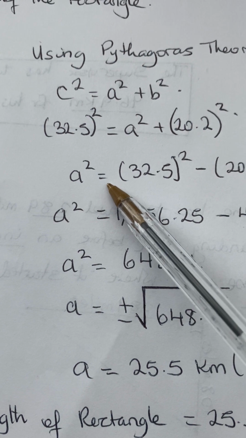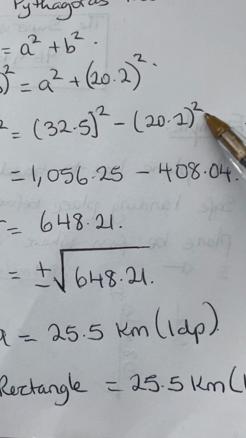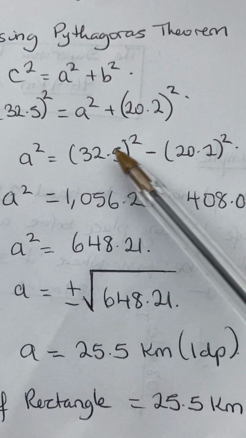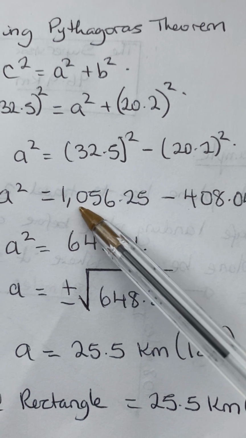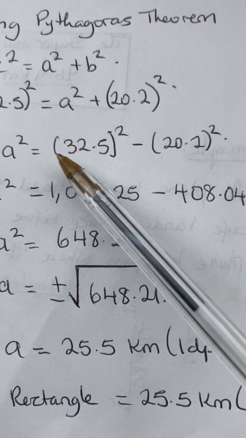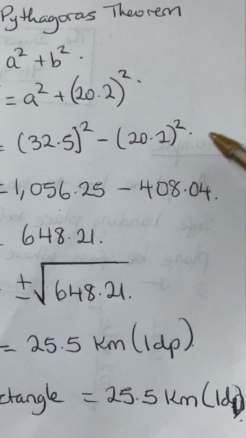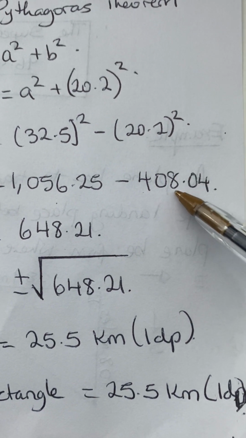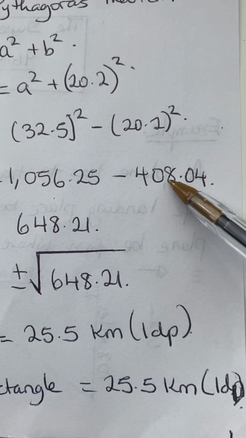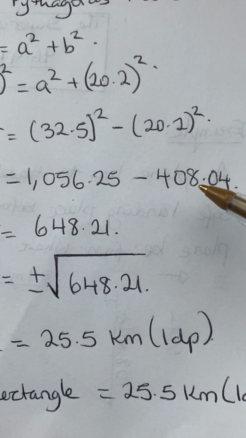So a squared will be 32.5 all squared minus 20.2 all squared. A squared will be equal to, if you do this correctly on the calculator, you get 1056.25, which is about right, because 30 squared is 900. So this is about right. 20 squared is 400. So 20.2 all squared, the calculator giving me 408.04 is also about right. Okay, if you do it correctly on the calculator.